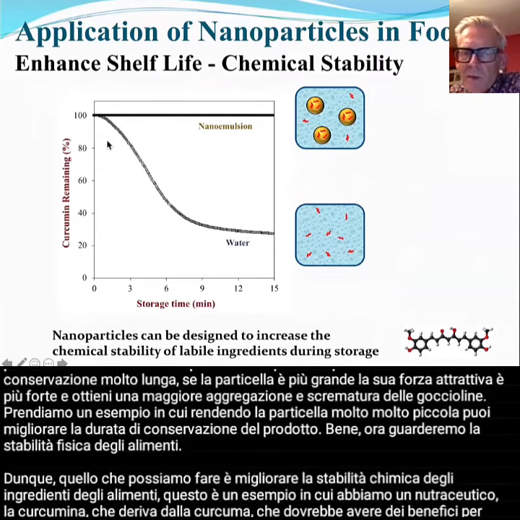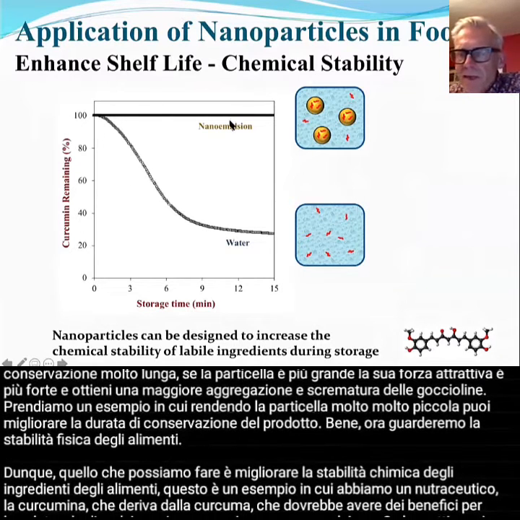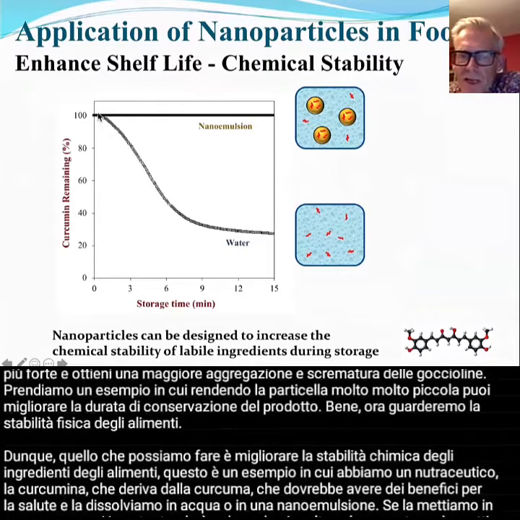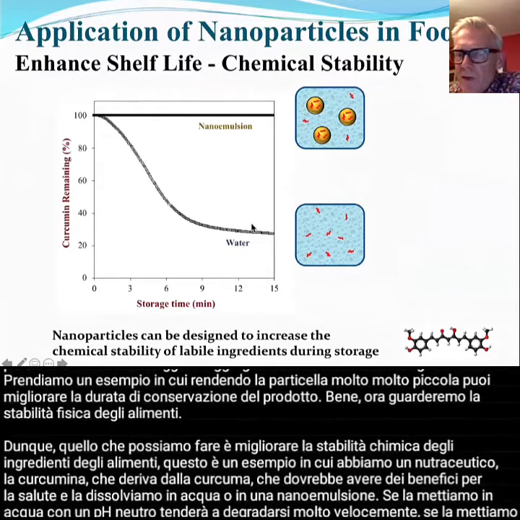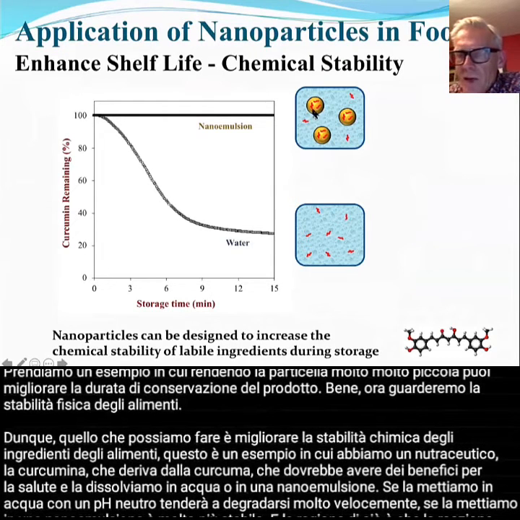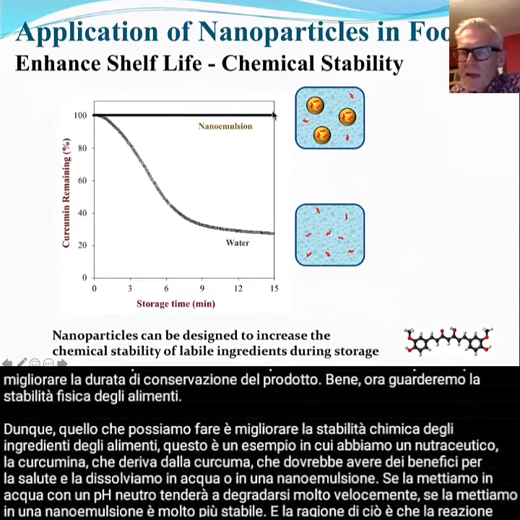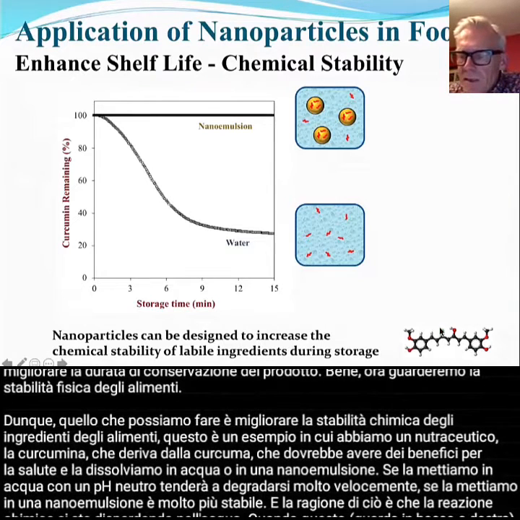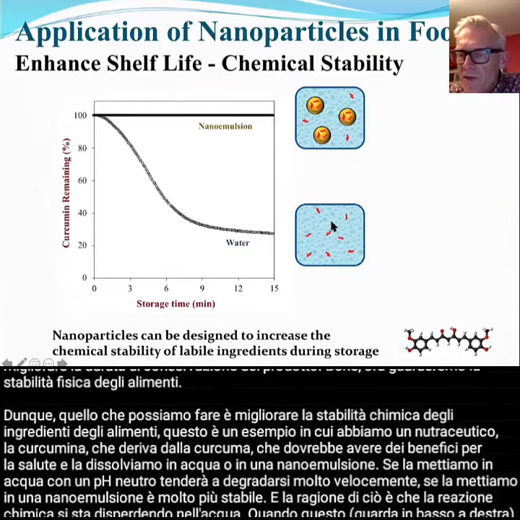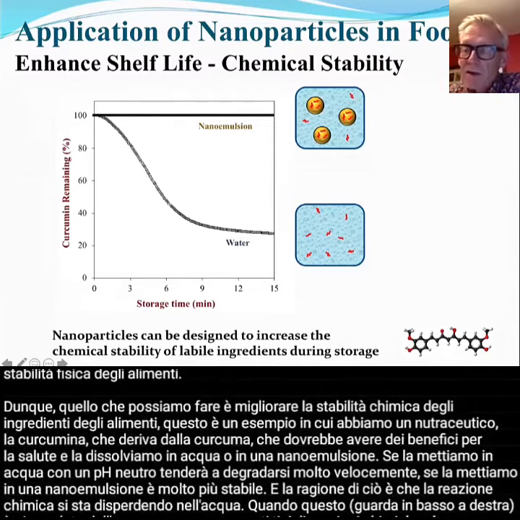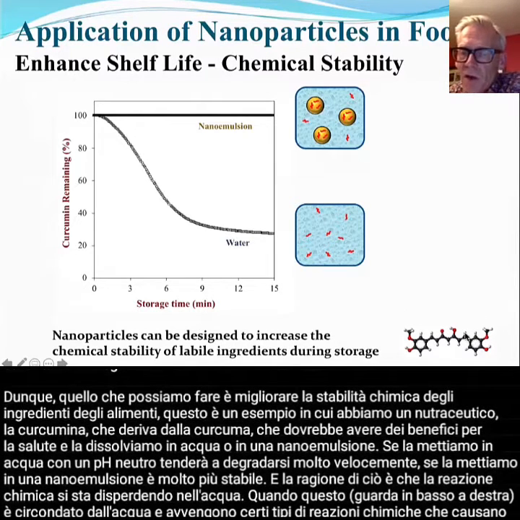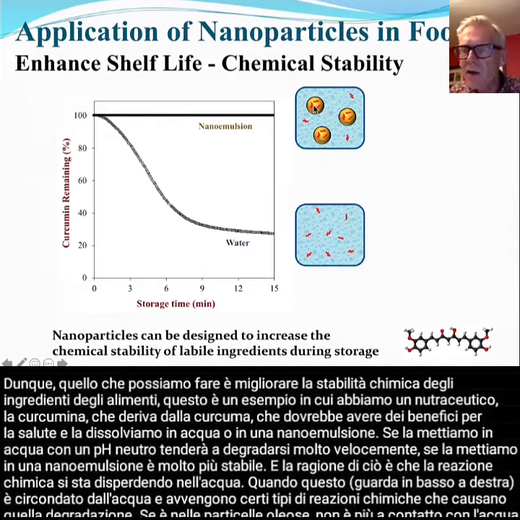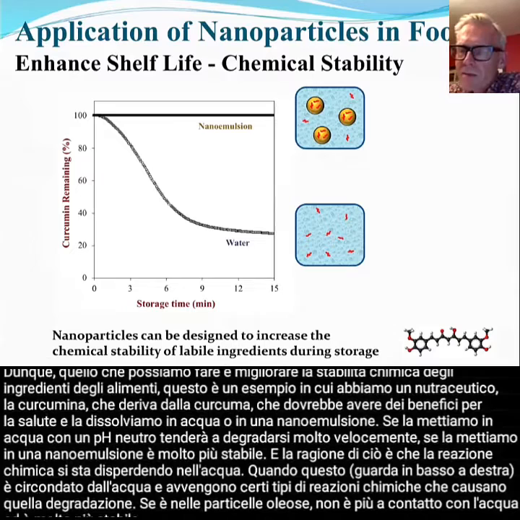And we dispersed it in water, or we dispersed it in a nanoemulsion. If you put it in water at around neutral pH, it will tend to chemically degrade very quickly. If you put it inside a nanoemulsion, it's much more stable. The reason for that is because the chemical reactions occur in the water phase. So when it is surrounded by water, it undergoes certain types of chemical reactions which cause it to degrade. If it's in the oil phase, it's not in contact with the water molecules anymore, and it's much more stable.